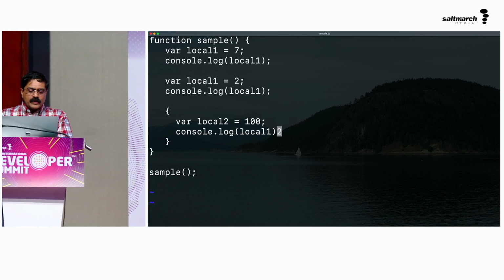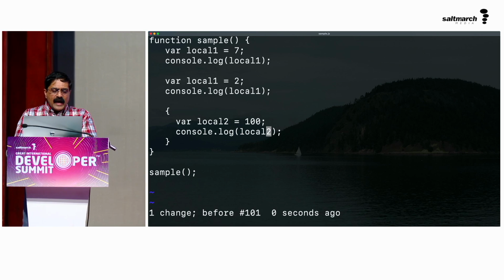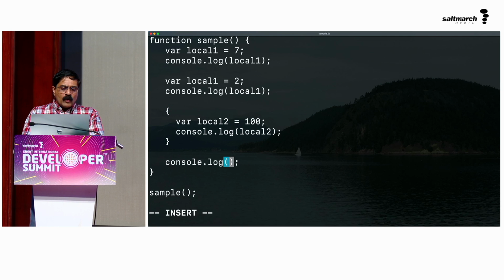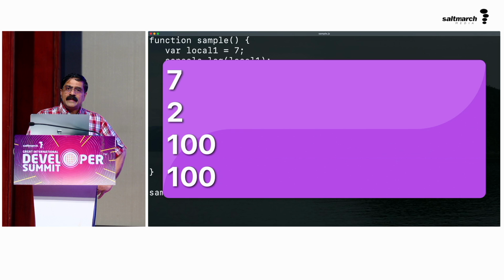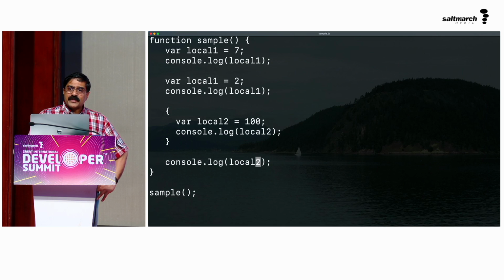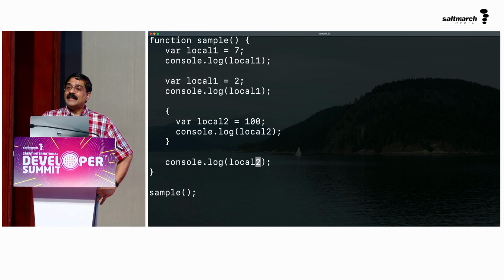But then what I want to do here is, outside of the block scope, I want to print local2. When I run the code, notice it printed 100 the second time. What just happened? Well, JavaScript doesn't have the concept of block scope, at least did not.